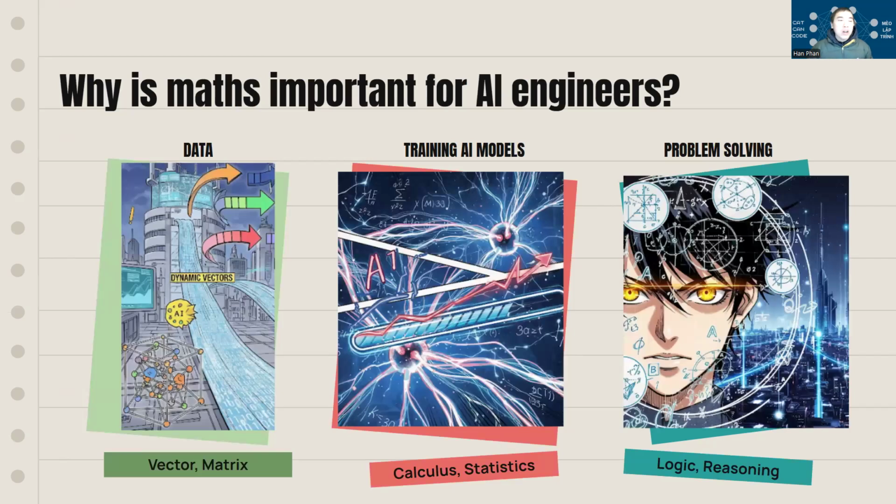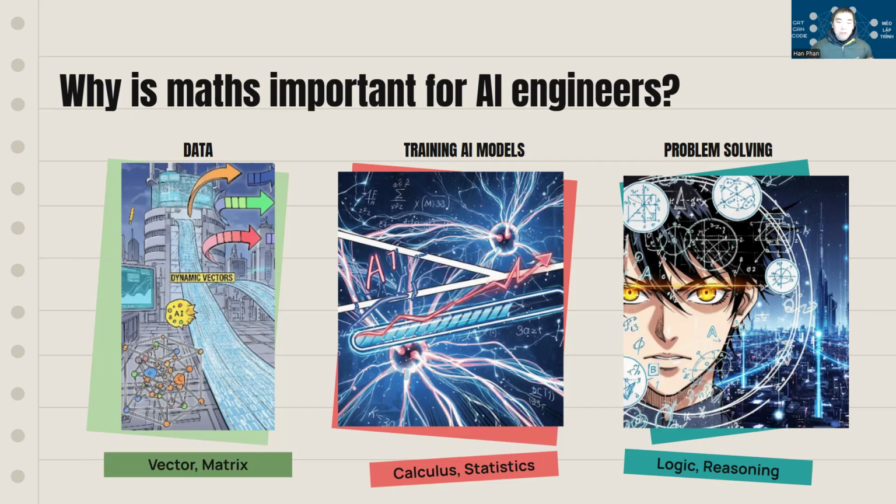First, I'm going to talk about why math is important for AI engineers. First things first, we don't have modern AI without data. And data are represented and stored in the AI system through vectors and matrices. So you need to understand how vectors and matrices work from the mathematical level so that you understand how they are used in the AI system.